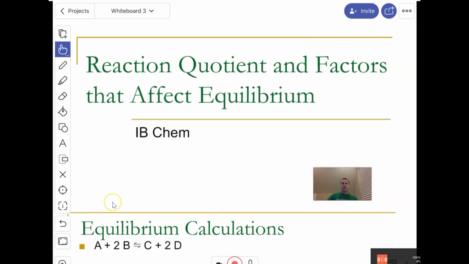So this is something called the reaction quotient, and factors that affect equilibrium.